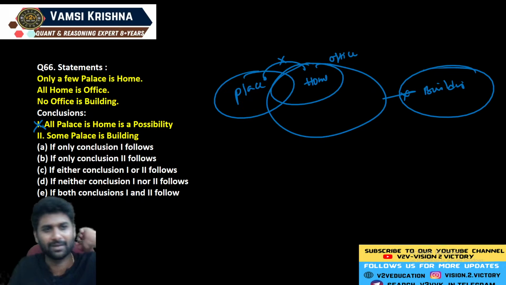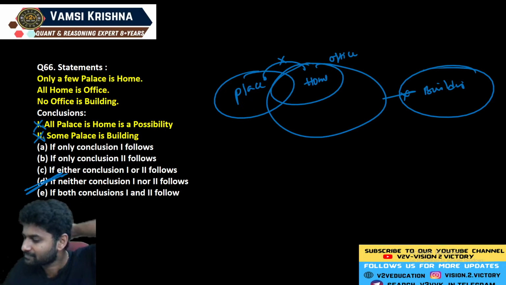It's possible. Now, some palace is a building. There is no direct relation in the diagram, so it is invalid. It is also neither nor, guys. It's an invalid conclusion.